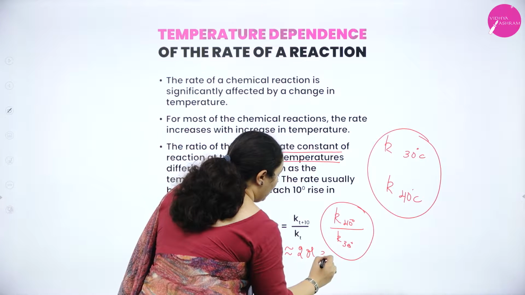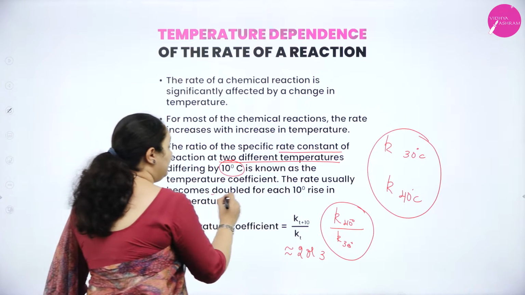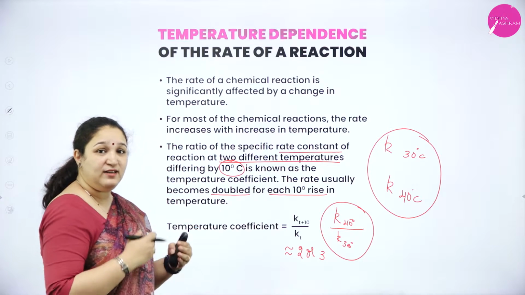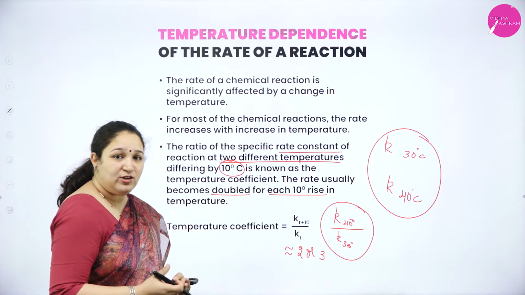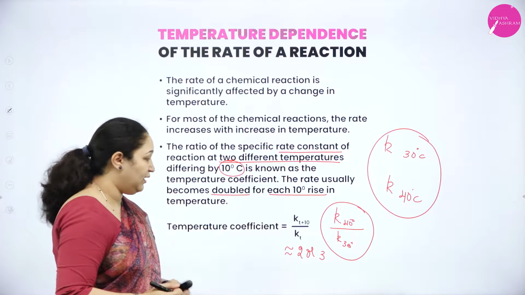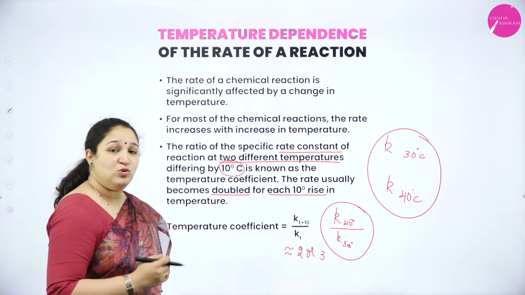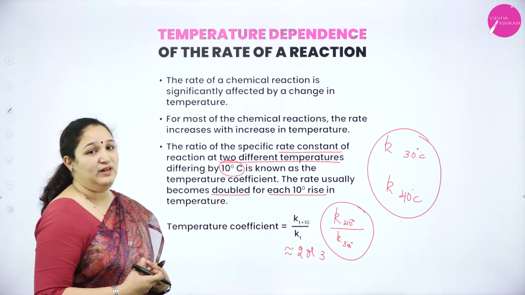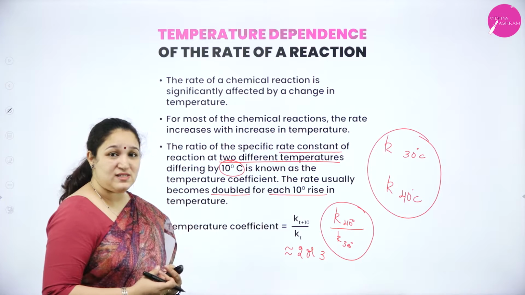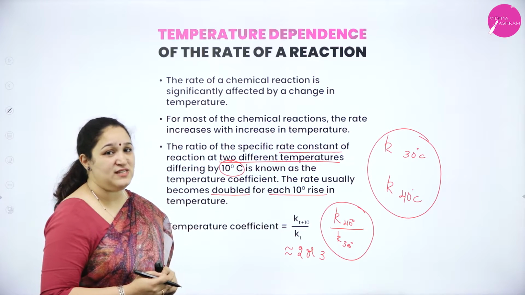approximately 2 or 3. That is, see, the rate usually becomes doubled for each 10 degree raise in temperature. For every 10 degree raise in temperature, the rate of the reaction can double or sometimes even triple. That is the meaning of that is equal to approximately 2 or 3. So, how exactly this is happening? We will learn the concept of activation energy. Only then we will understand exactly how when we increase the temperature, even the rate of the reaction is increasing.